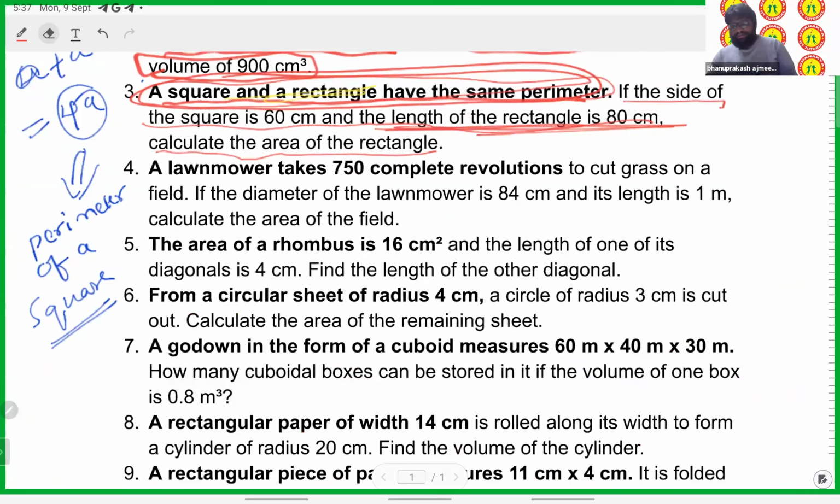Next, the area of a rhombus is 16 centimeters square and the length of one of its diagonals is 4 centimeters. Find the length of the other diagonal. So what's the answer for this? What is the formula for area of rhombus? We already discussed, sir. Half into D1 D2, sir. Yes, so area is given as how much here?